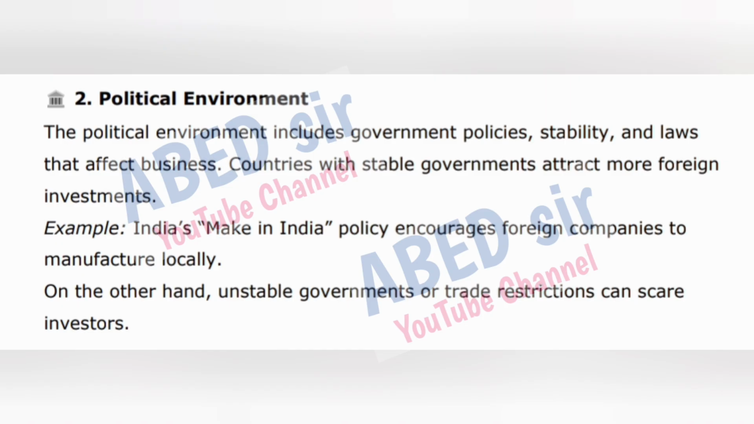2. Political environment. The political environment includes government policies, stability, and laws that affect business. Countries with stable governments attract more foreign investments. Example: India's Make in India policy encourages foreign companies to manufacture locally. On the other hand, unstable governments or trade restrictions can scare investors.